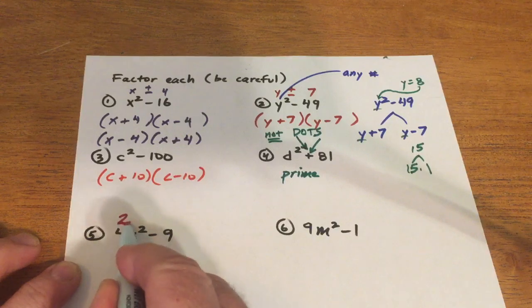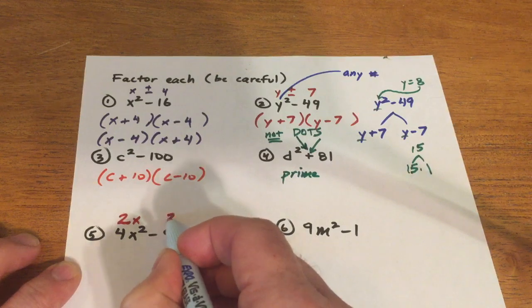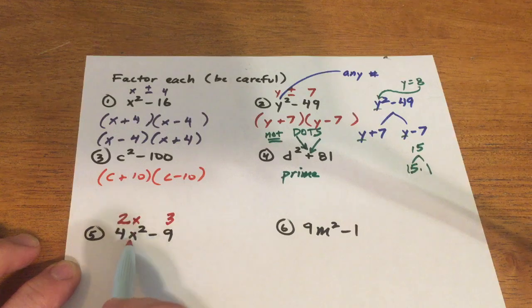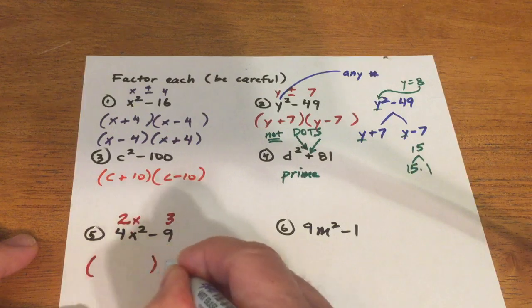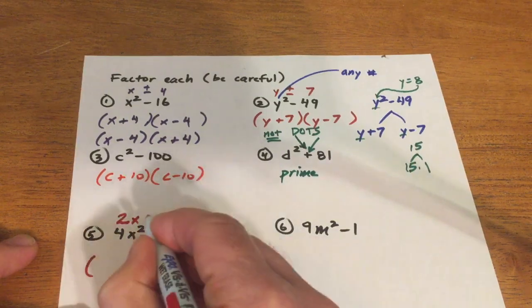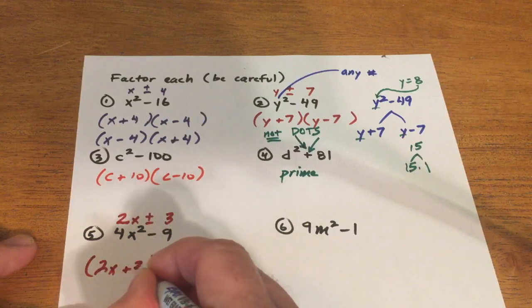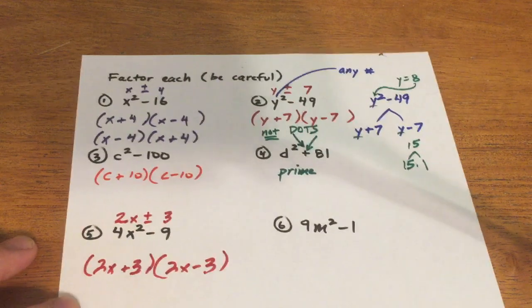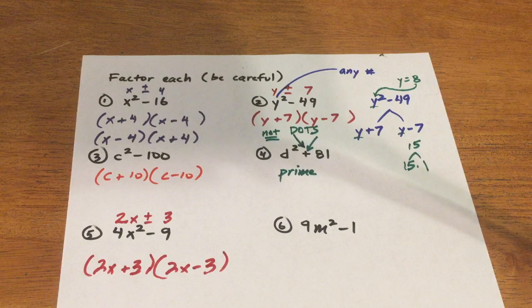Square root of 4 is 2. Square root of x squared is x. Square root of 9 is 3, right? How do we know this is right? 2 times 2 is 4, right? x times x is x squared. 3 times 3 is 9, right? So let's go ahead and write out the final answer here, once with a plus and then with a minus. So we get 2x plus 3 times 2x minus 3. And again, what number is x? Hopefully you said any number. All right, why don't you try number 6 similarly?